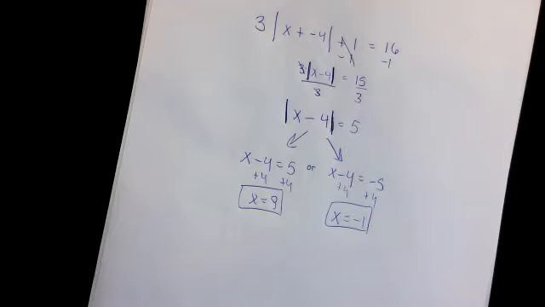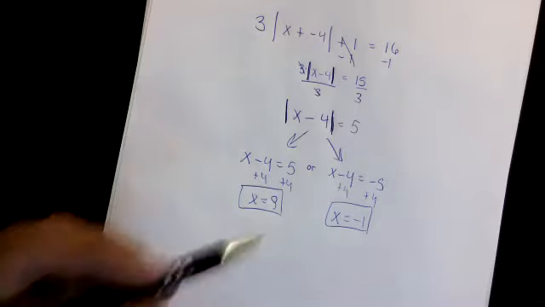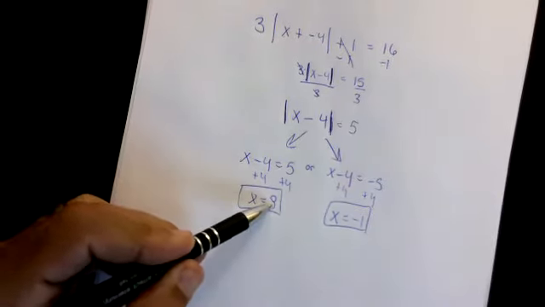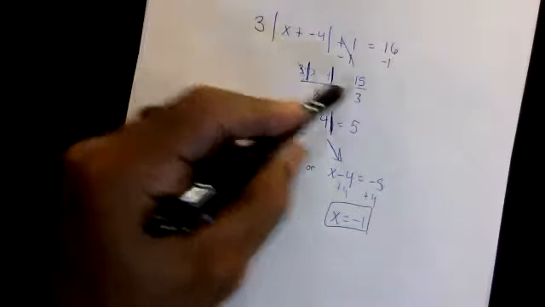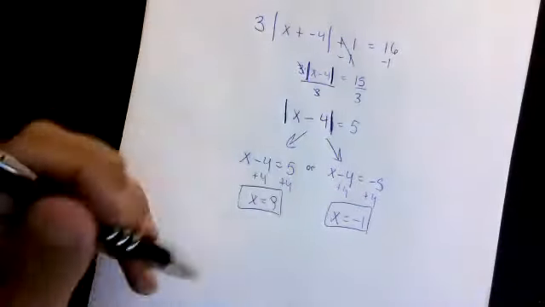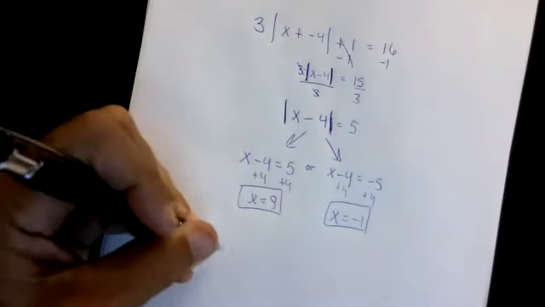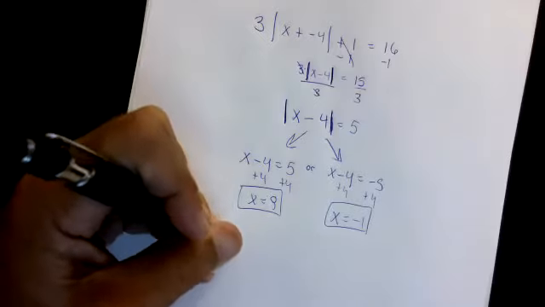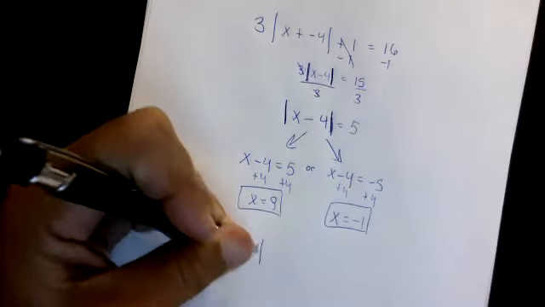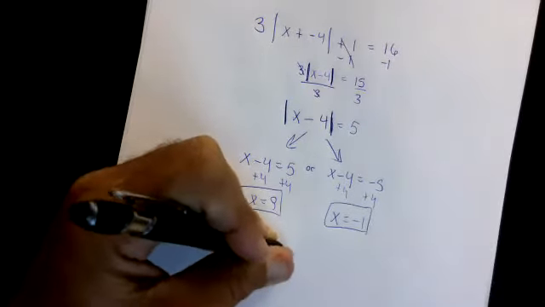Now, you don't have to, but I think it's a great idea to check your answers. What you do is you plug your number in for x in the original equation, wherever you started. So I'm just going to rewrite this, but I'm going to plug my number in. So I've got 3, absolute value, 9 plus -4 plus 1.